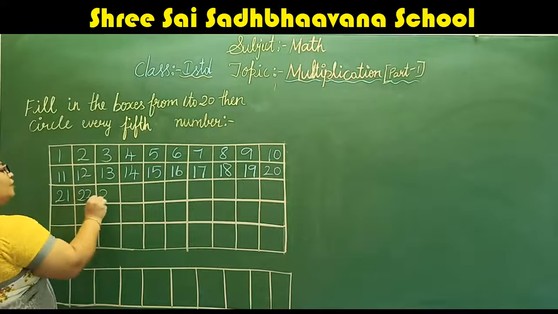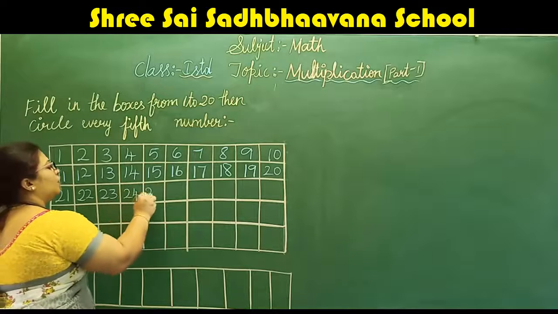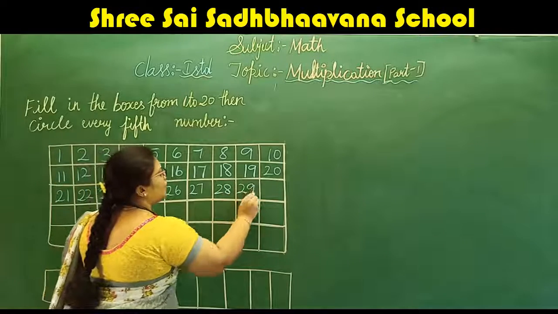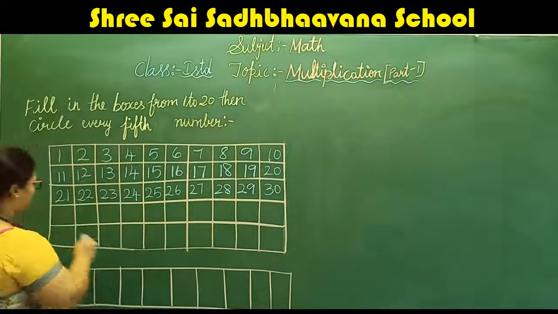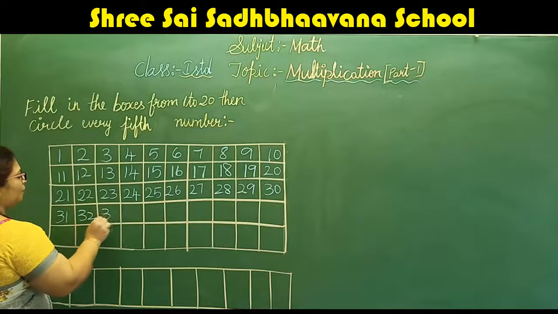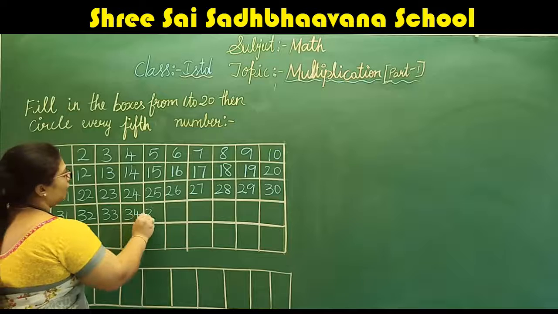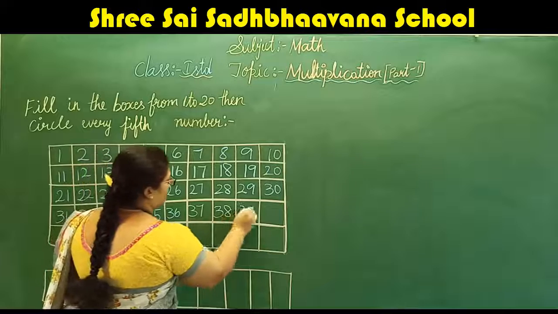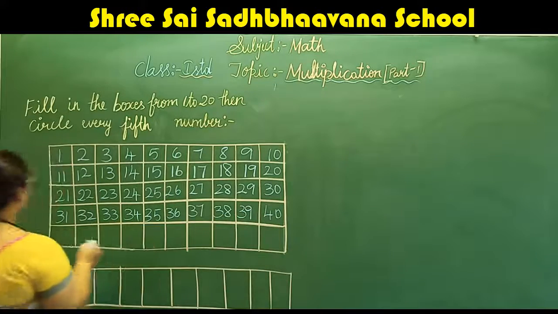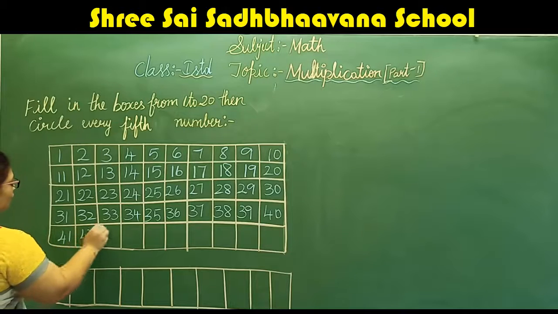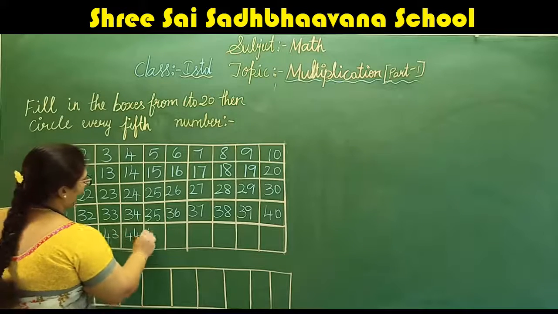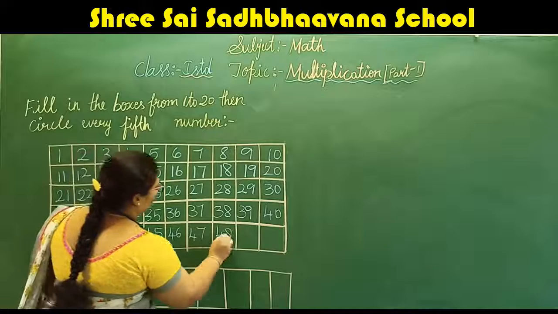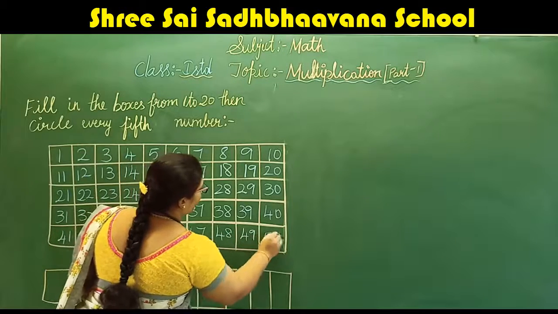21, 22, 23, 24, 25, 26, 27, 28, 29, 30, 31, 32, 33, 34, 35, 36, 37, 38, 39, 40, 41, 42, 43, 44, 45, 46, 47, 48, 49, 50.